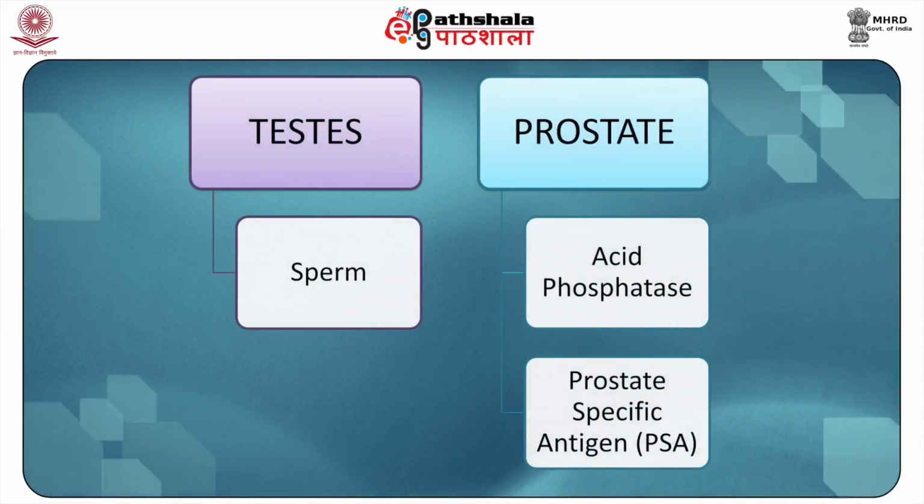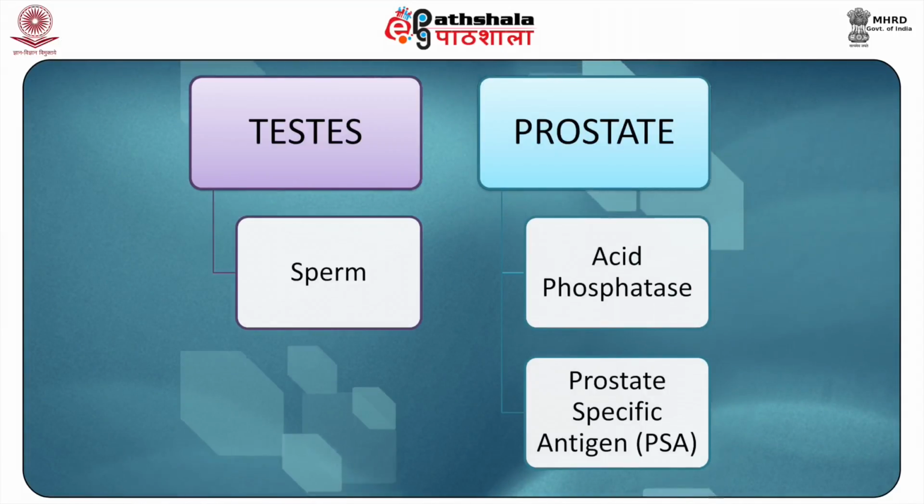It produces two very important proteins, namely the acid phosphatase enzyme and the prostate specific antigen, also known as the PSA. As we will see in the later part of this module, the acid phosphatase is a polymorphic enzyme that is secreted by other body organs as well as plants. Therefore, the acid phosphatase secreted by the prostate is known as the prostatic acid phosphatase. In this module, we will study the biological characteristics of the spermatozoa and the acid phosphatase enzyme.